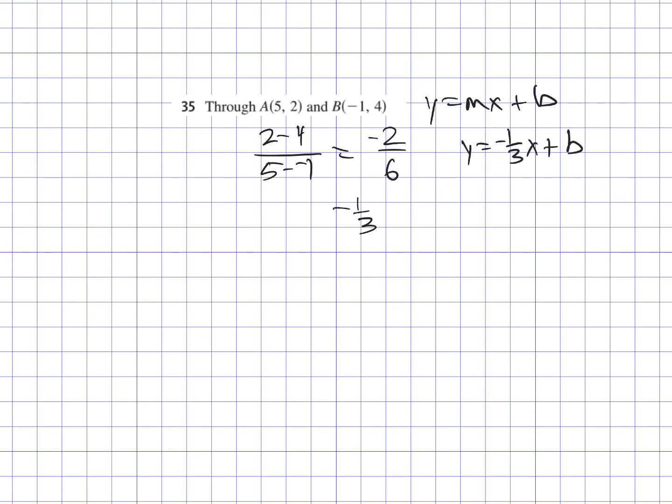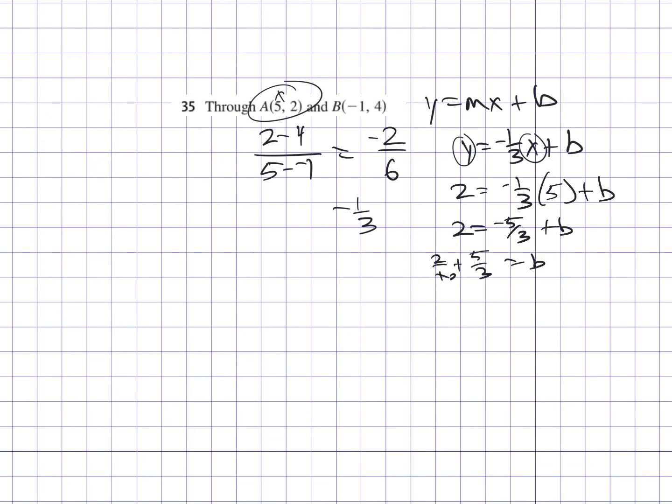To find b, you need x and y, which we have 2 of them here. This time I'll use a. So I'll put 2 in for y and 5 in for x. And we get 2 equals negative 5/3. Add 5/3 to the 2. Get a common denominator. And we get 11/3. So y equals negative 1/3 x plus 11/3.